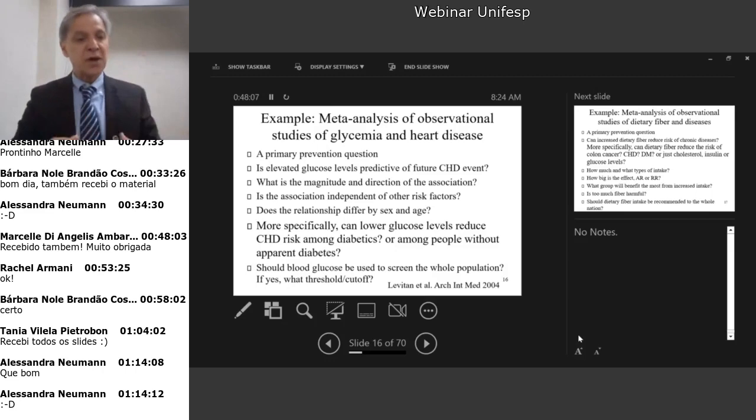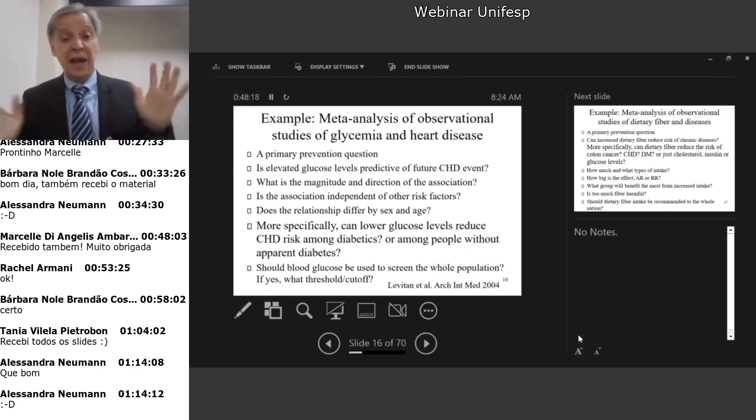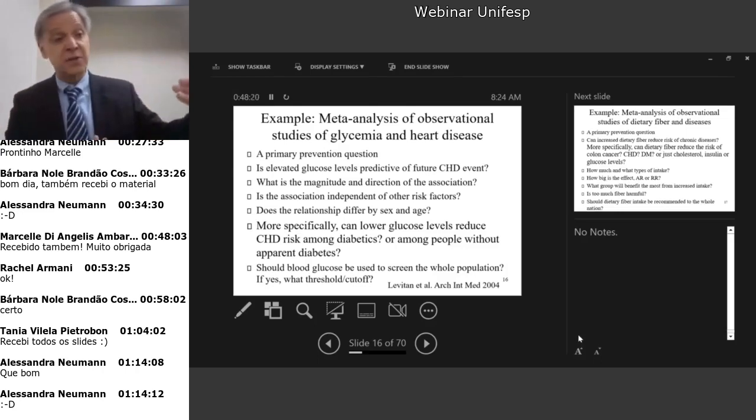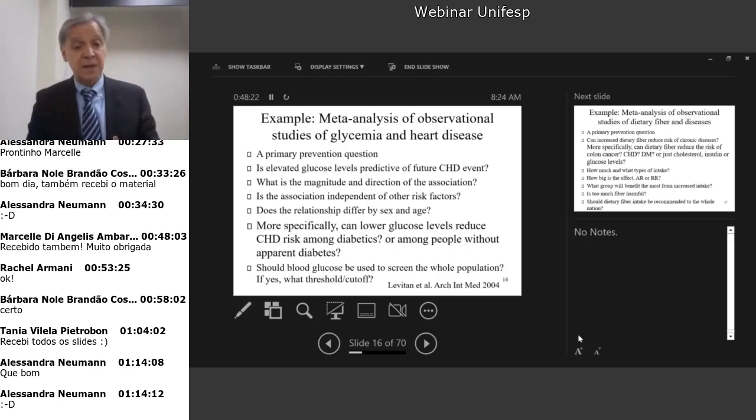So it depends on your question. You're going to set up your meta-analysis based on those studies. And you need to know that the first question is: is elevated blood glucose predictive of future CHD? I don't need randomized trials. I need maybe a bunch of cohort studies or case controls, okay? On the other hand, to say, can lowering glucose levels reduce CHD risk?